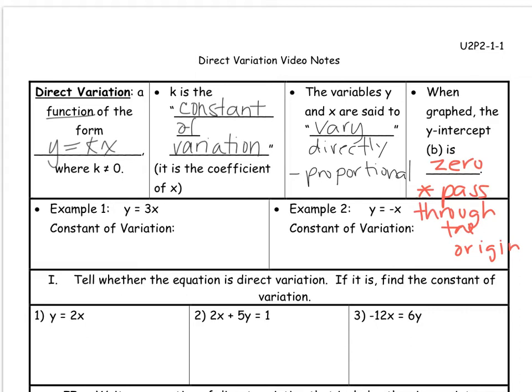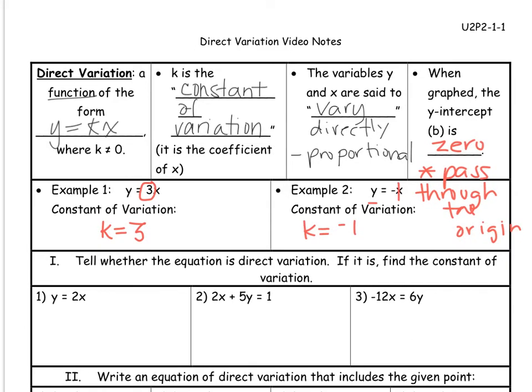So let's look at example 1. We're looking for the constant of variation. We're looking for k, and it's just the coefficient of x. So k equals 3. That's our constant of variation. In example 2, we're also looking for the constant of variation. When the equation is in the form y equals, we look for the coefficient of x, and really there's a -1 there. So the constant of variation is -1.